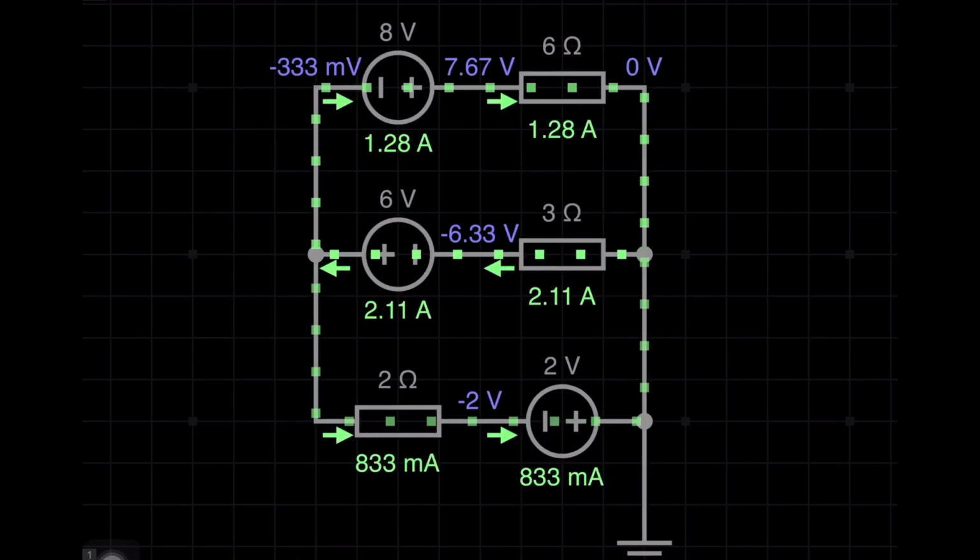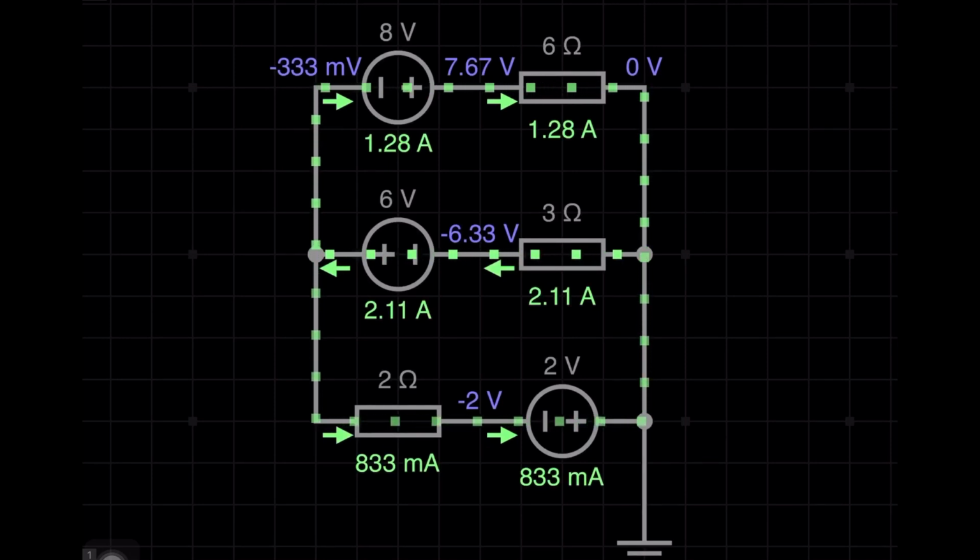Can you see this simulation? Here you can see the flow of currents. Okay, let's concentrate on the 6 ohm first. 6 ohm, what was the current? 1.27 ampere around, correct? We got that answer itself. Look at the direction of the current.